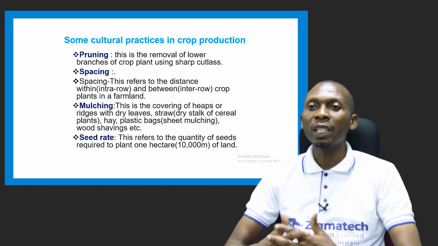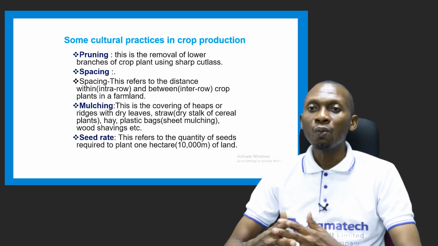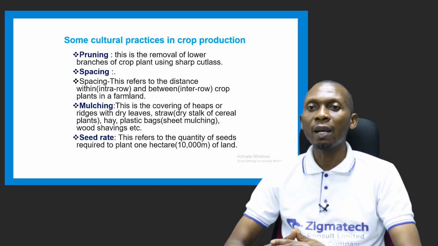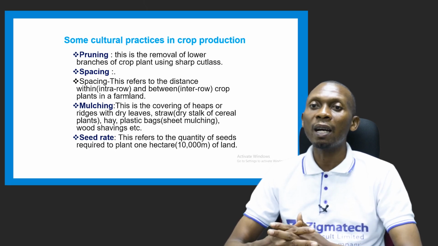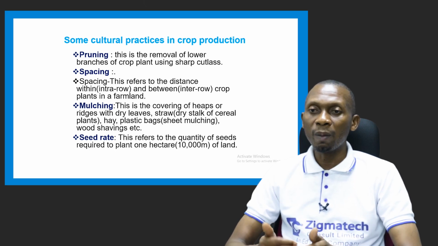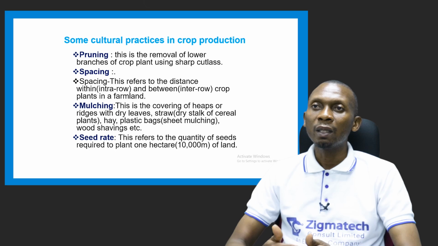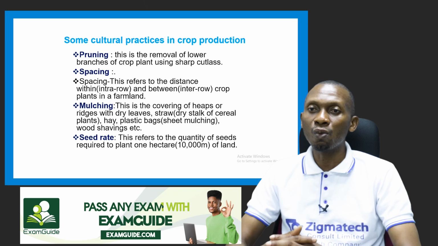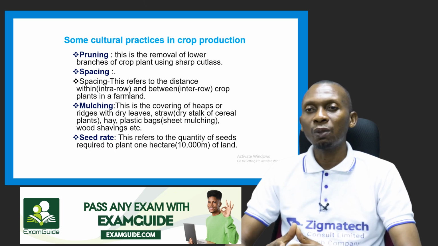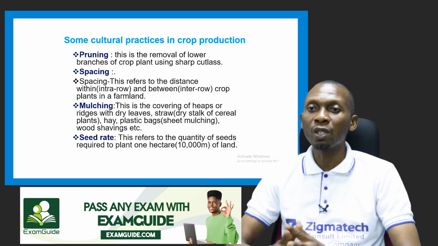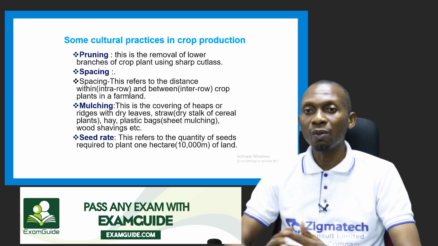Spacing is another terminology, and it has to do with the distance within and between crops on a plant. Crops are usually planted on ridges, which are termed rows. The distance between each plant on a particular row is called intra-row spacing, while the distance between a plant on a row and a plant on another row is called inter-row spacing, or between-row spacing.